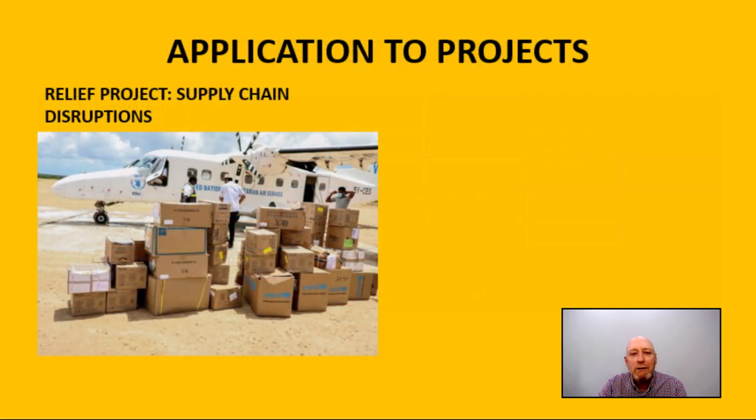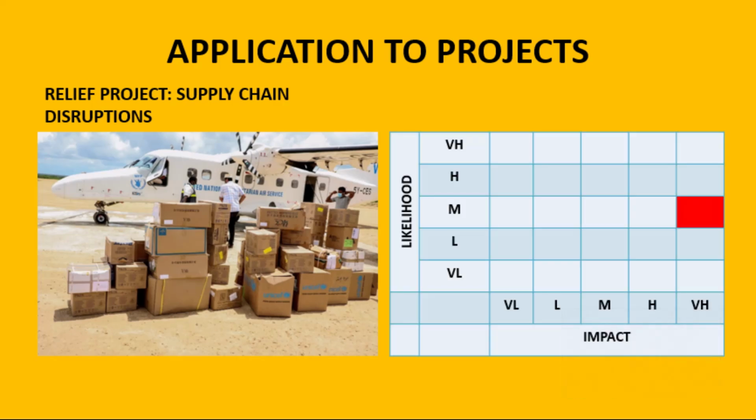Applying this to projects then and looking at a relief project, and as an example, we are considering supply chain disruptions. Here the likelihood of supply chain disruption is moderate due to weather conditions affecting transportation. However, the impact would be very high, as it would lead to potential delays in delivering critical supplies. So supply chain disruption poses a significant risk to the operation.